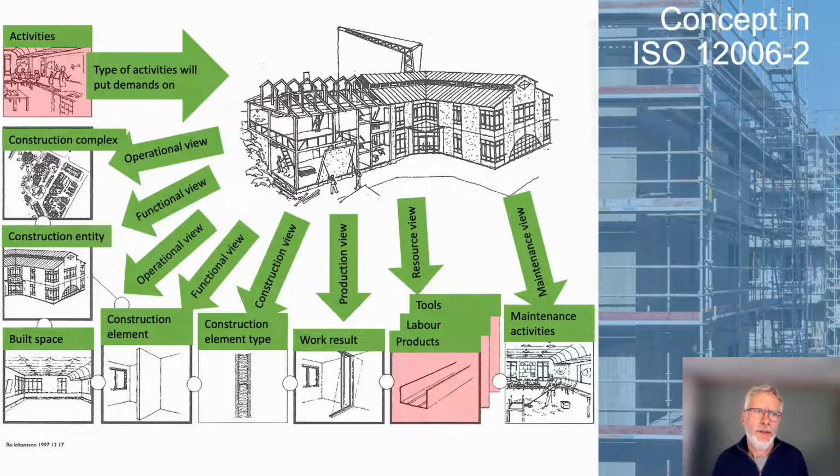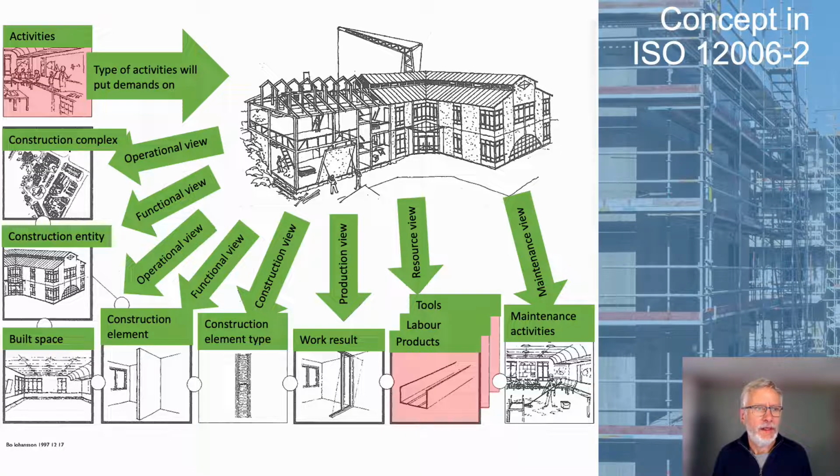Another way to describe this data model is showing examples of all the tables that are included in ISO 12006-2 and in CoClass. We have activities, user activities, production activities and so on, and these are putting demands on the built environment. And then you can break it down to complexes, entities, built space, elements, element types, work result, the resources, and the maintenance activities.